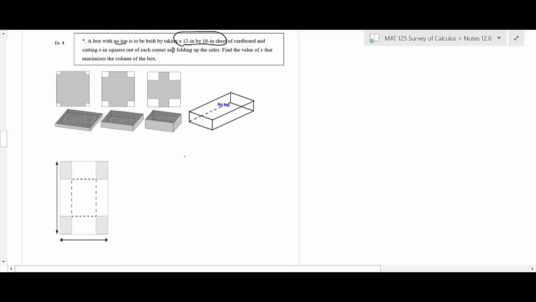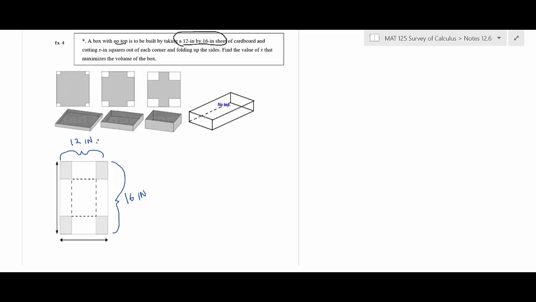So the first thing that you want to do is visualize what's going on in this problem. I'm going to have you label a couple of things on this. What this problem says is you're starting off with a piece of cardboard. Go ahead and draw this on your paper. That is 16 inches. And then this piece right here is going to be by 12 inches. So what you're doing is you're making it into a box. Well, the way you make it into a box is you just cut out rectangles of the same size and then you fold.